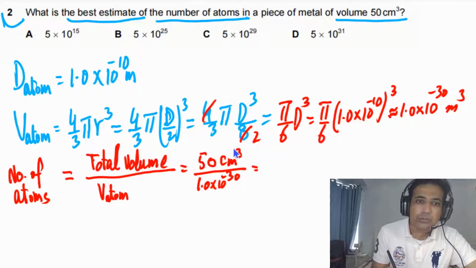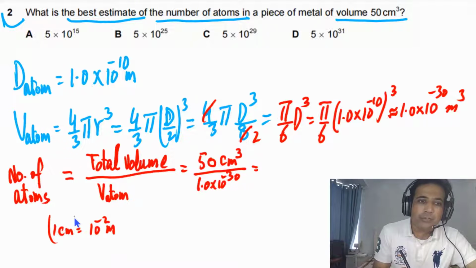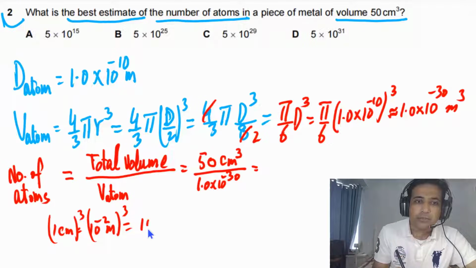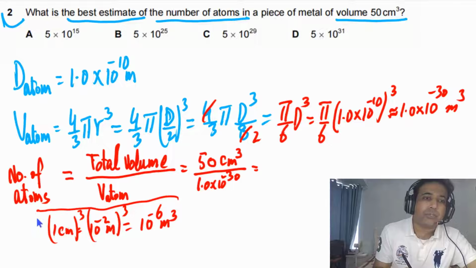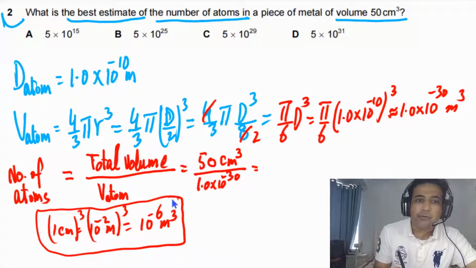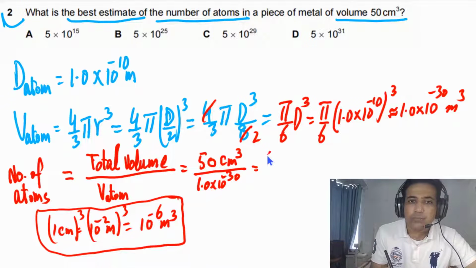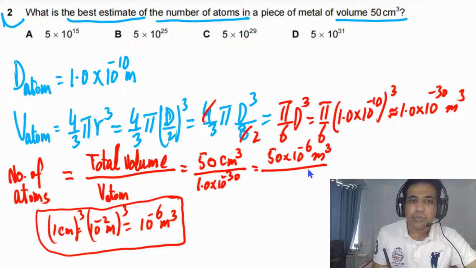Now we need to change this unit. We need to understand that 1 centimeter is equal to 10 to minus 2 meters. If we take the cube on both sides, this will be equal to 10 to minus 6 cubic meters. This is the point you need to understand, how to convert units. So here we have 50 times 10 to minus 6. This is meter cubed, and this is also meter cubed.